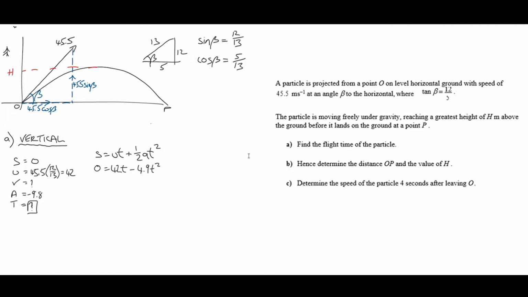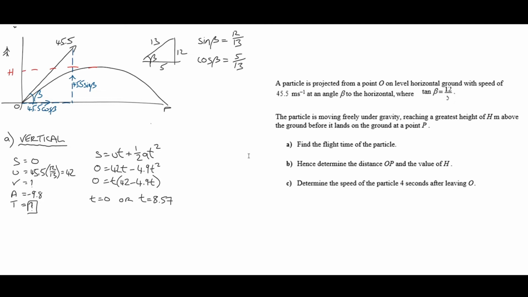And as we substitute in, we can actually factorize nicely. Let's take out the t, 42 minus 4.9t. So either t is 0, or, with some rearranging, t is 8.57 seconds. Well, these are the two times when the particle was on the ground. Right at the very beginning when it was projected, and when it impacted the ground at point P. So this is the flight time for the particle.